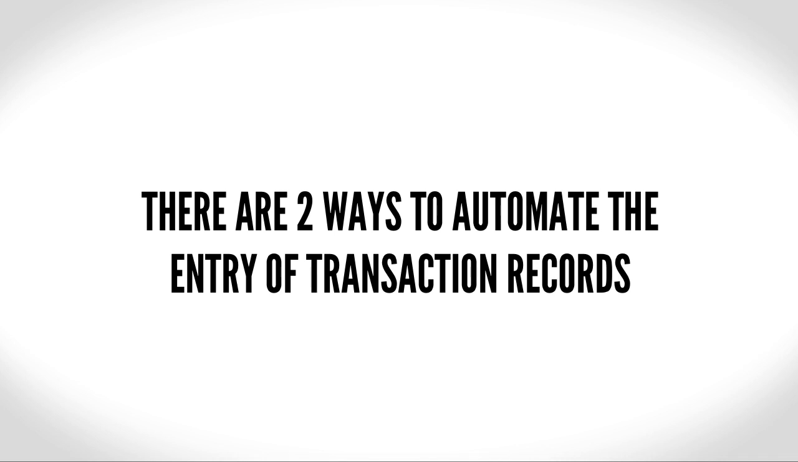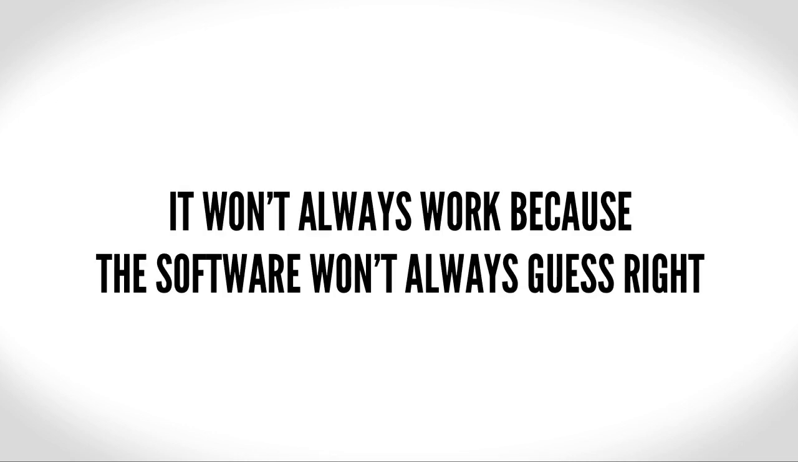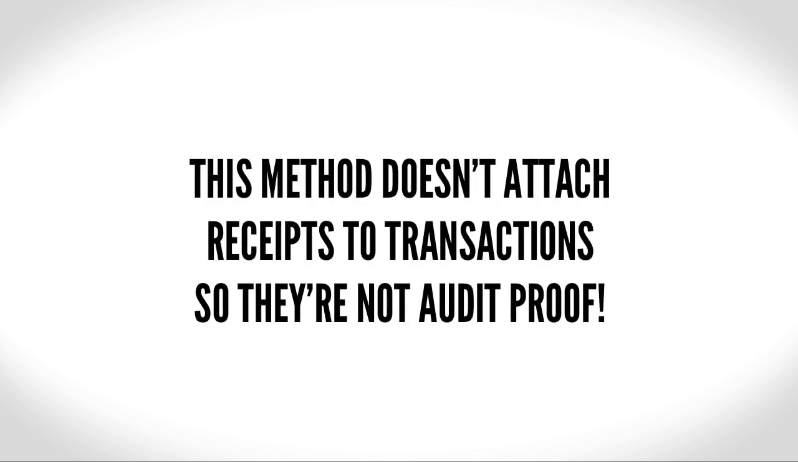Right now, there are two ways that transaction records can be automatically entered. The first is via a bank feed, which is a connection to your bank that imports your bank account and credit card transactions. Most accounting software can use a bank feed and algorithms to automatically create transaction records. While this can work for the majority of transactions, it won't work for all of them. Since this method doesn't attach receipts to transactions, these records can't stand alone in the case of an audit. You need receipts to prove the transactions are real.